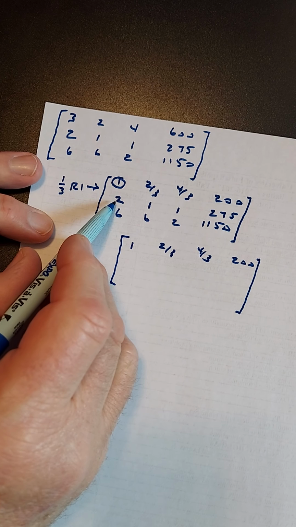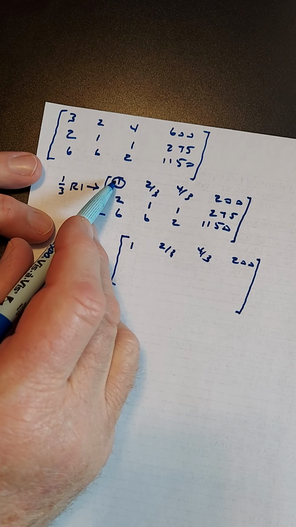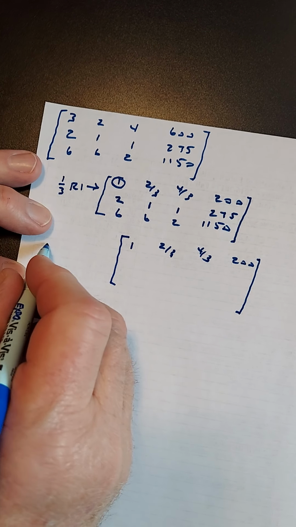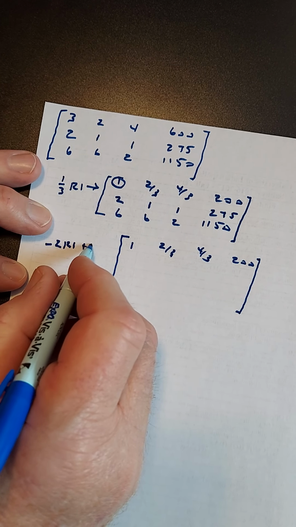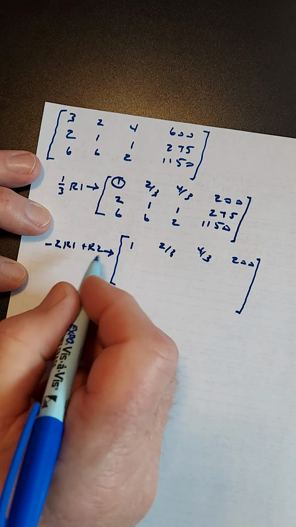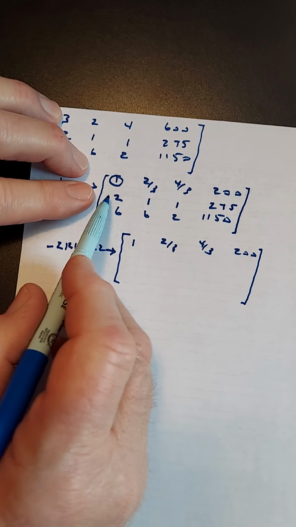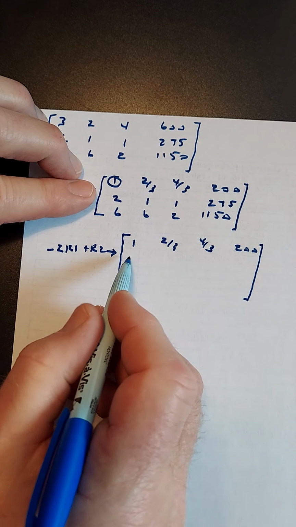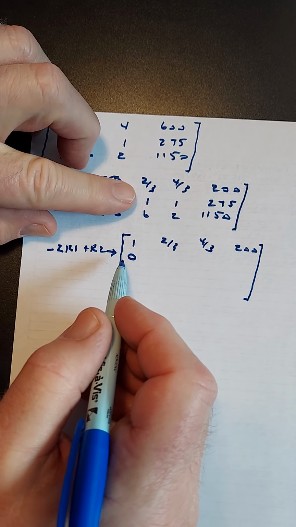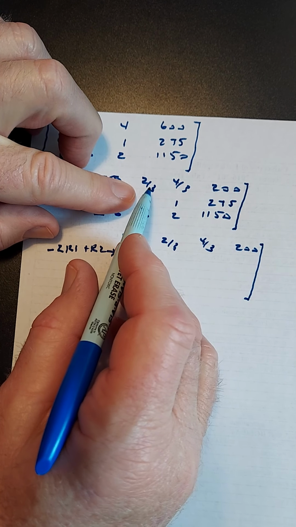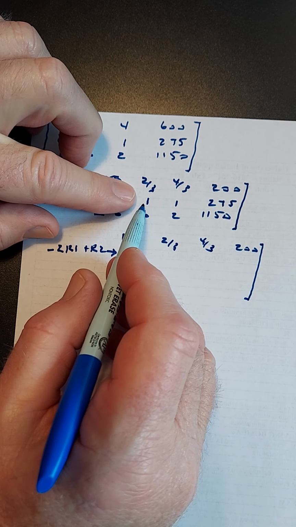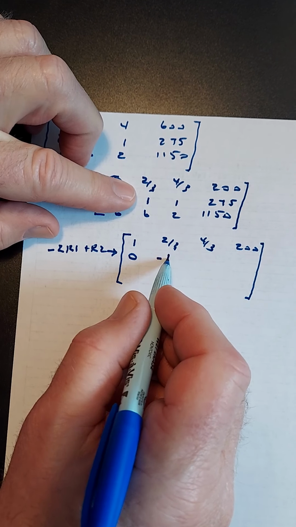Now, to get a 0 here, we're going to take -2 times row 1. We're going to add it to row 2. So -2 times 1 is -2, plus +2 is 0. Okay, -2 times 2/3 is -4/3. -4/3, think of that as 3/3. That becomes -1/3.